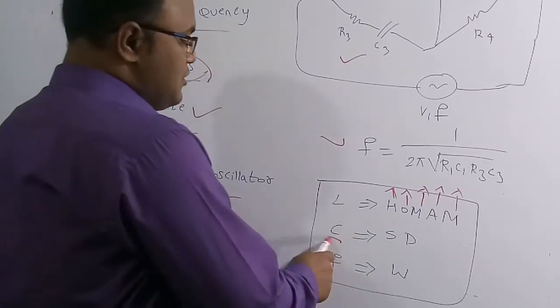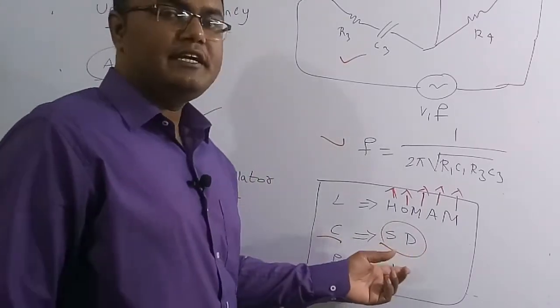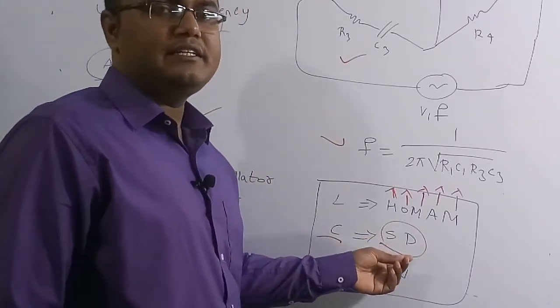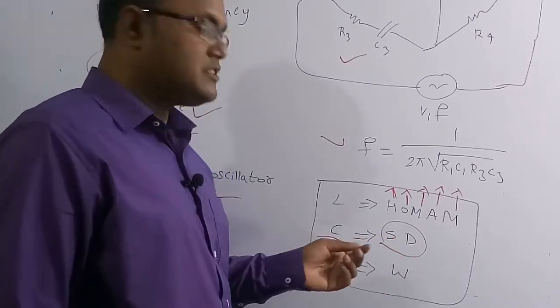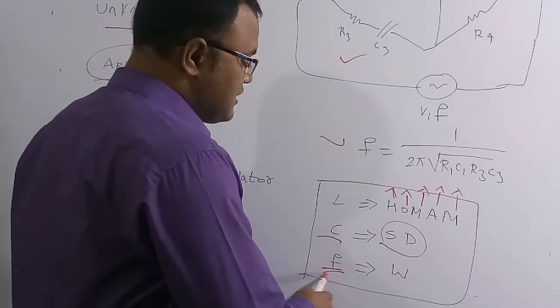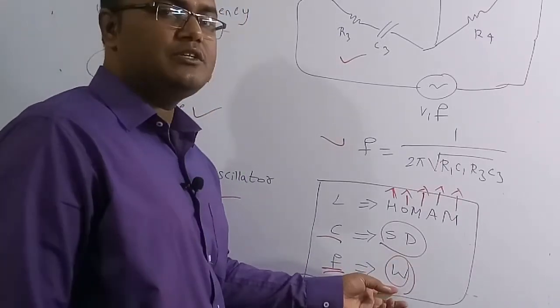For the capacitance, the shortcut is SD. SD means Shekhar Dhawan. S is nothing but Schering bridge, and D is De Sauty bridge. By using these two bridges, we figure out the capacitance. For frequency, it is Wien's bridge, because omega is equal to 2 pi f. Therefore it is very easy to remember.